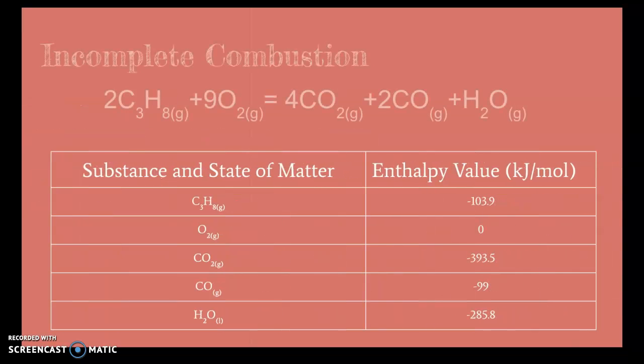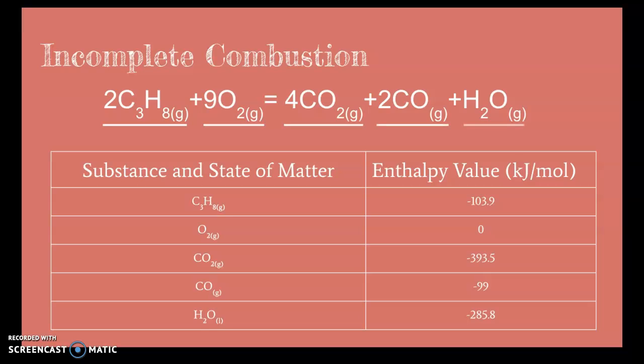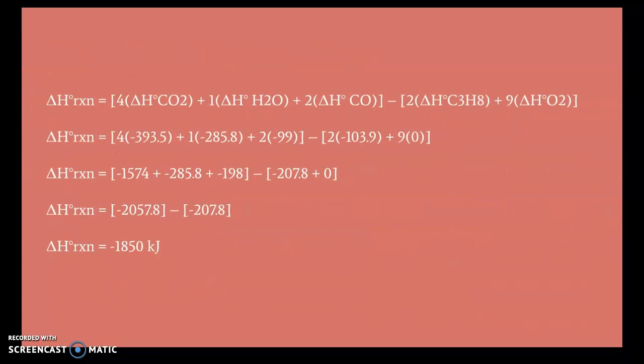So here is the equation for the incomplete combustion of propane, where propane reacts with oxygen to produce carbon dioxide, carbon monoxide, and water. Same as the first equation, the enthalpy of combustion can be calculated using the enthalpy values listed in the table. For the complete combustion, the enthalpy is negative 2219.8 kilojoules. For the incomplete combustion, the enthalpy is negative 2019.8 kilojoules, meaning that it's also exothermic.